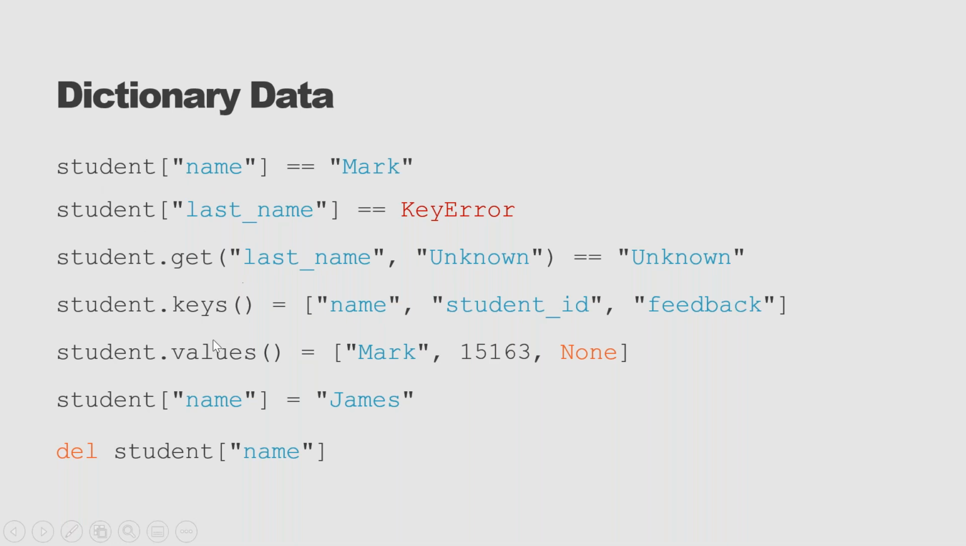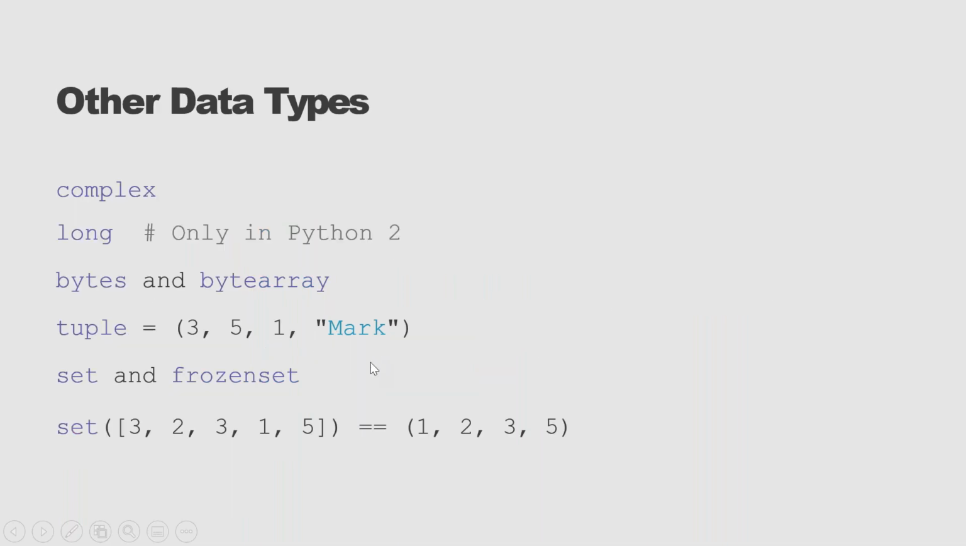So dictionary data. So here student name is equal to mark. Here setting up this. Here student last name. You are setting up the key error. This is again something which is not set. It's like none. And here if you want to get it, last name unknown. Here keys, by keys you want to get it, by values you want to get it, and stuff like that. Okay, so this is the stuff you can do.